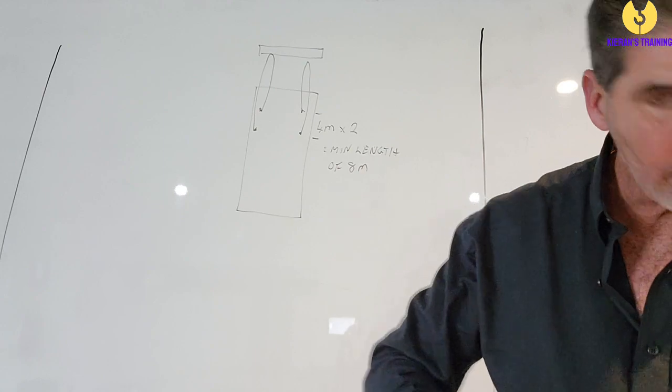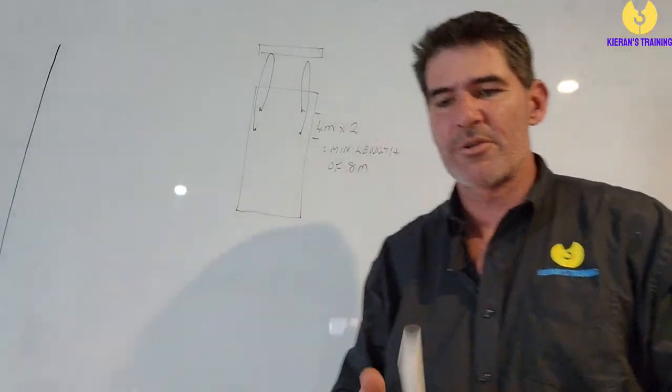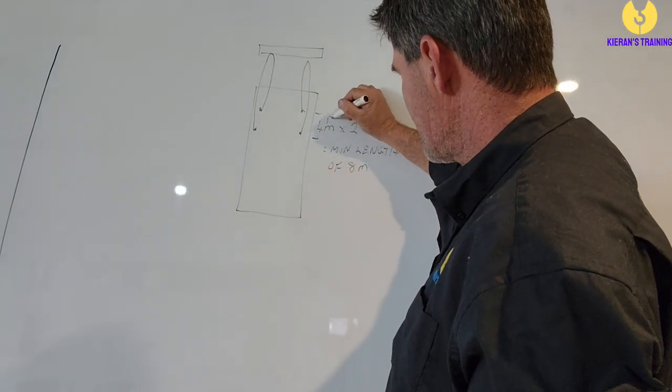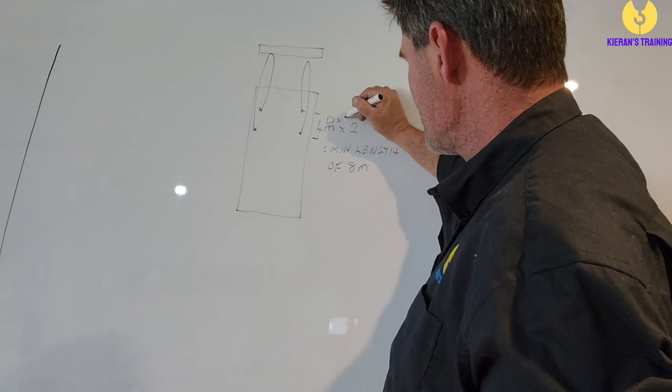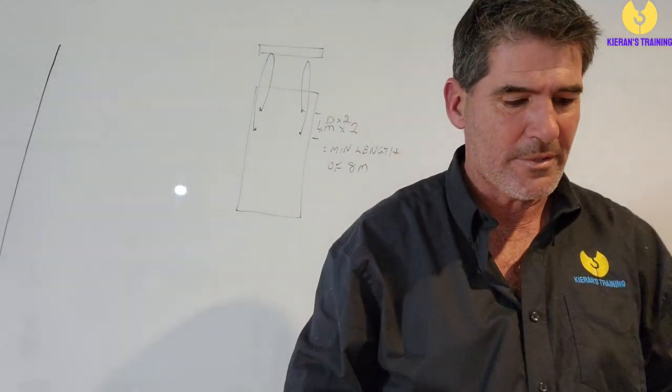So nice and simple, that one, we won't go too much into that. If your distance there is D, then it's D times 2, so 4 metres times 2 is going to give you your answer.